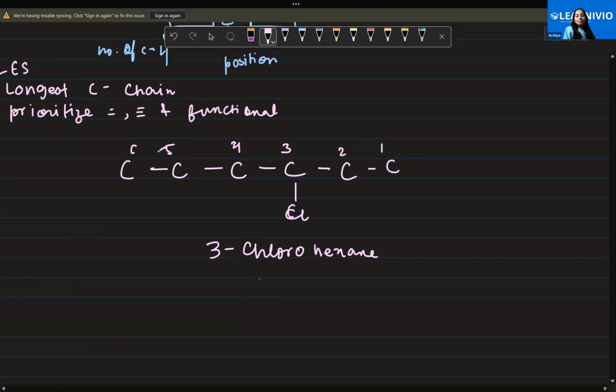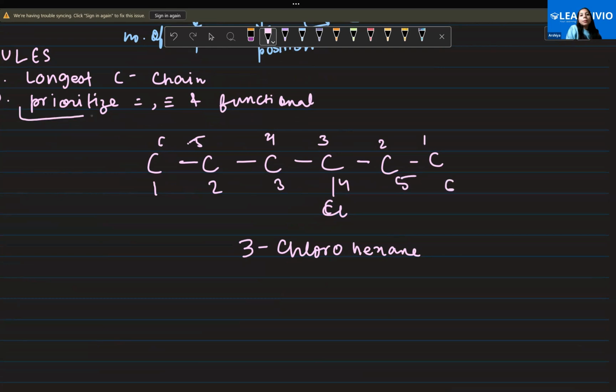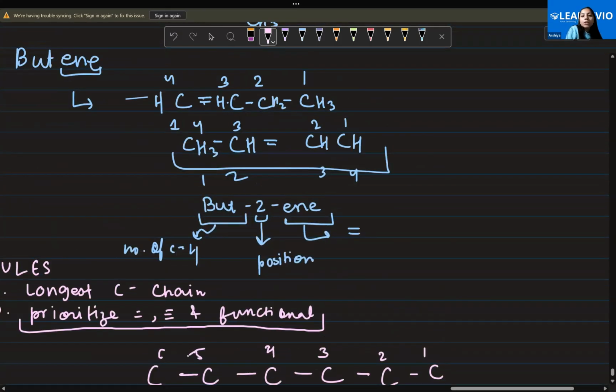Ma'am, what if we count from the left side? From this side, yes, 1 2 3 4 5 6. Now, remember I said prioritize double bond, triple bonds, and functional group. Chlorine is a functional group. So in the example I gave you, we try to reach the double bond in the smallest number of carbons we can. So we didn't choose the third one, right? We'll start from this side so that the smallest position can be given to the double bond.